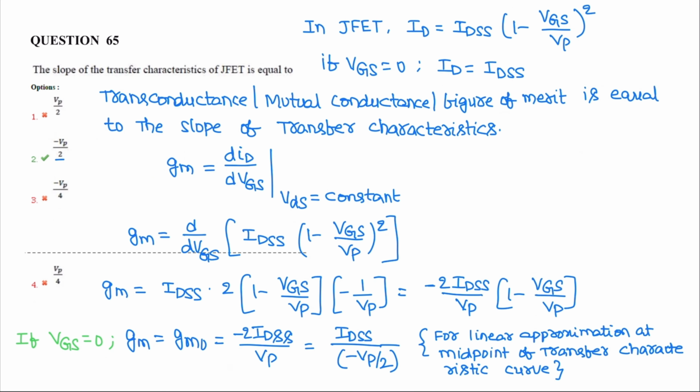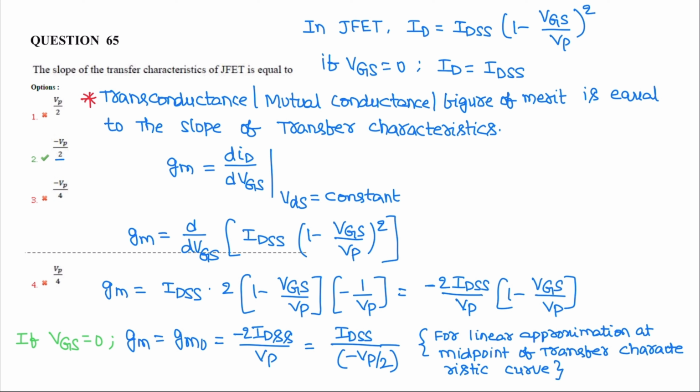Question number 65. The slope of transfer characteristics of JFET is equal to. So we know that the transconductance or mutual conductance or figure of merit is equal to the slope of transfer characteristics. Slope of transfer characteristics is nothing but a transconductance or mutual conductance or figure of merit of junction field effect transistor.